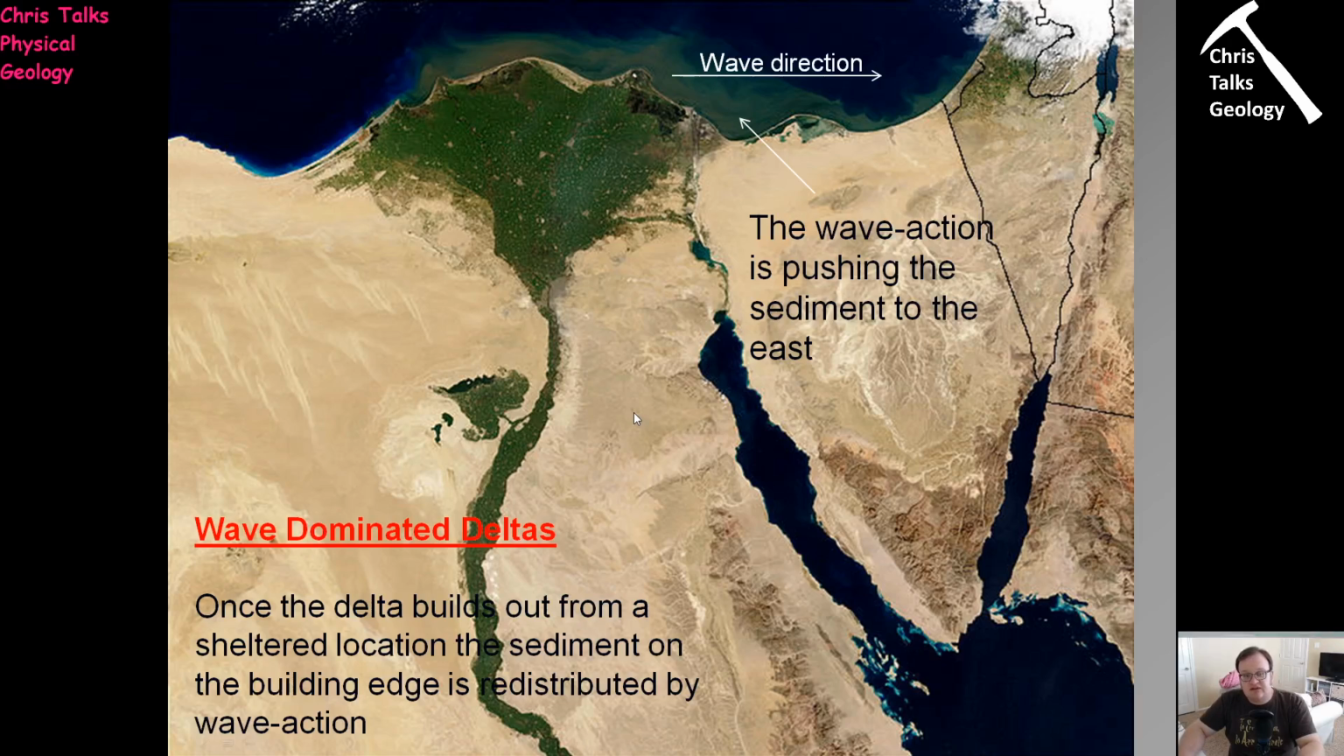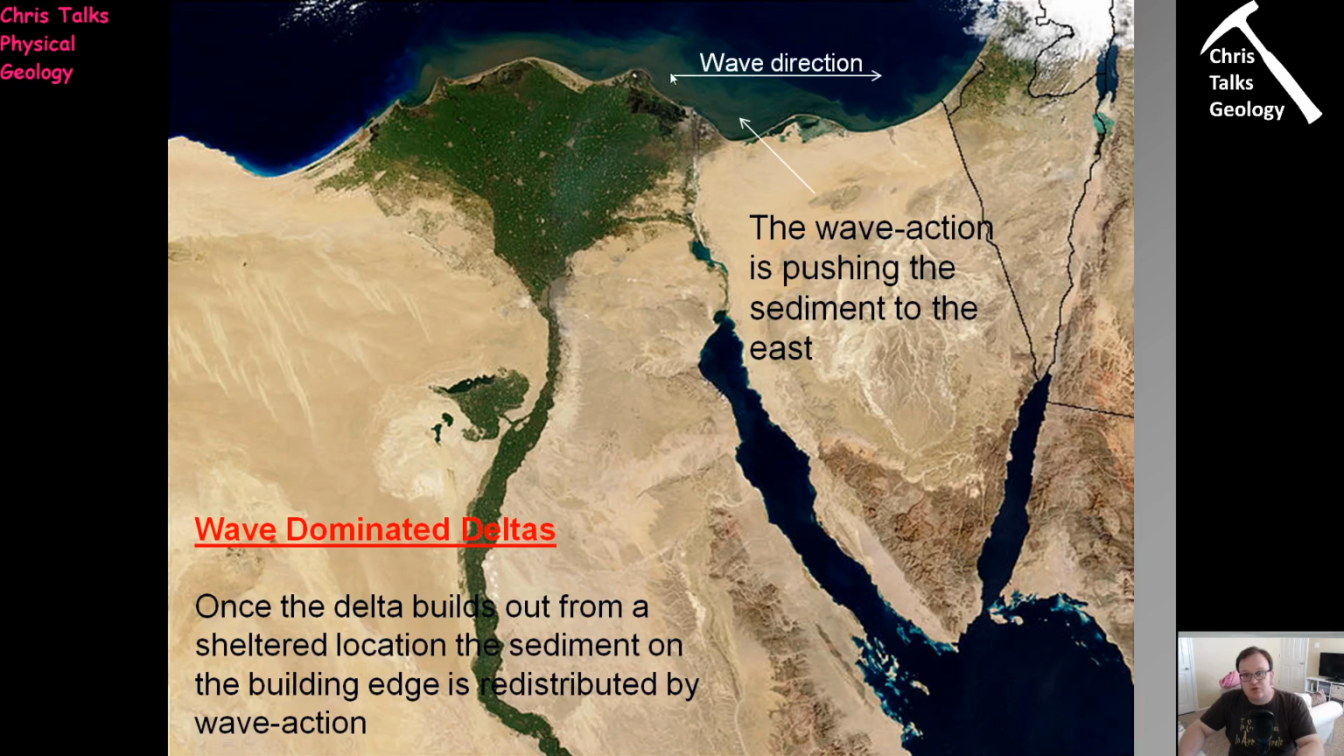Our second type of delta is a wave-dominated delta, and the classic example of this is the Nile Delta. So we can see here's the Nile River coming up through Egypt, and the Nile Delta itself is this green area here. And what's happened is the delta's built out, and eventually the delta itself has become level with the coastline. And when it's become level with the coastline, it's been exposed to wave action from the winds moving across the Mediterranean.